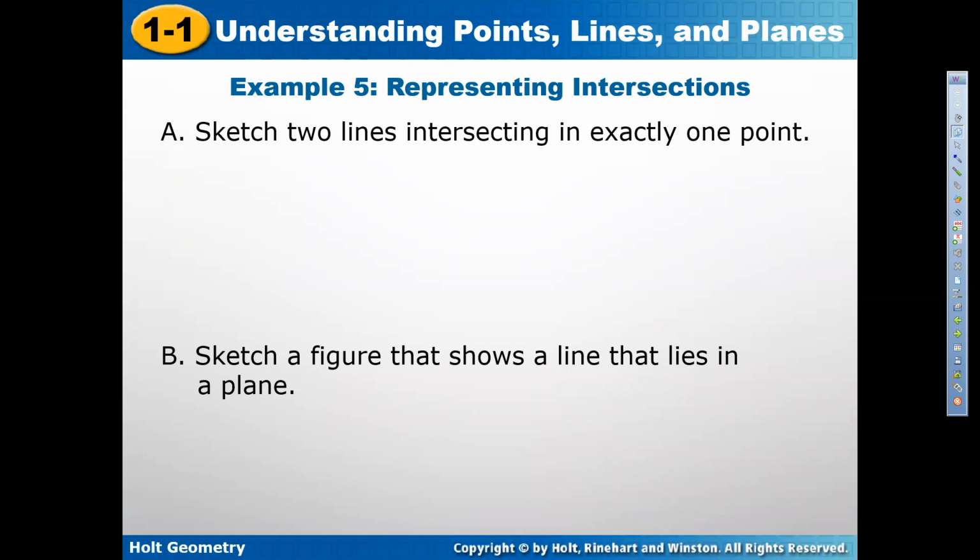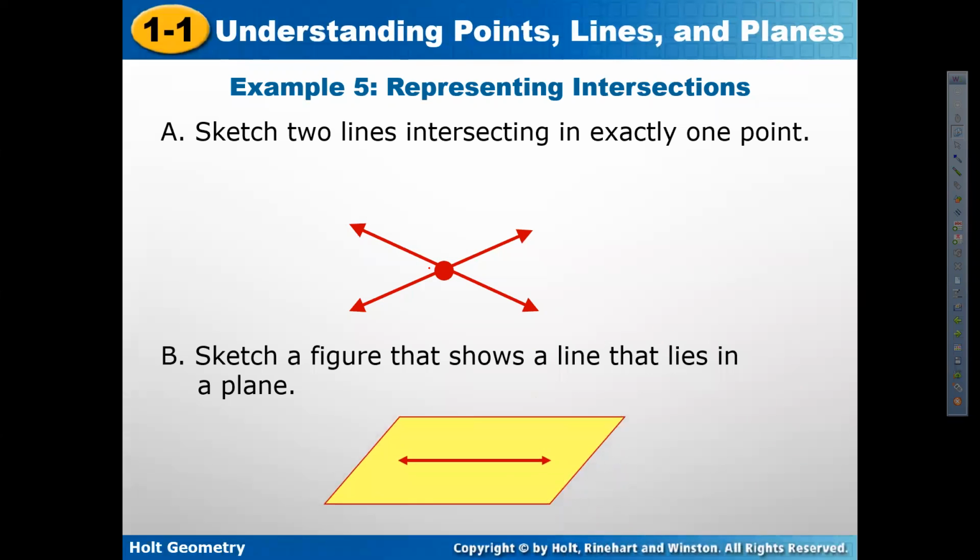All right, so then here, example number 5, they want us to sketch two lines intersecting at exactly one point. All right, so just how we had seen right here, we have two lines that intersect, and they intersect at exactly one point. And part B, they want me to sketch a figure that shows a line that lies on a plane. So as you can see here, we have our plane, and we have our line that is lying on top of it. Even though it has the arrowheads, remember a plane extends forever and ever and ever, so does our line. So our line is lying on that plane as well.